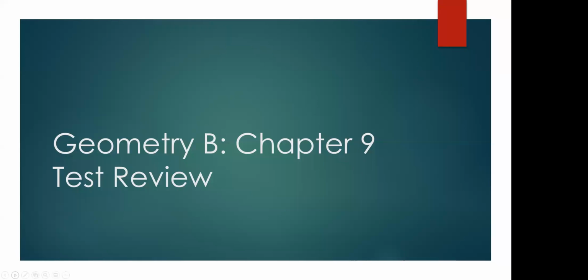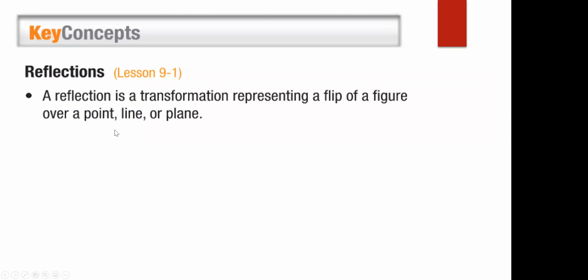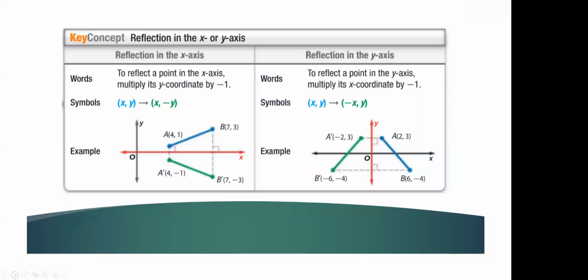So like I said, this is a review for Chapter 9. And the first lesson talks about reflections. A reflection is a transformation representing a flip of a figure over a point, a line, or a plane. Okay? So if you have a reflection over the x-axis, you multiply its y-coordinate by -1. And if you have a reflection over the y-axis, you multiply its x-coordinate by -1. Okay?